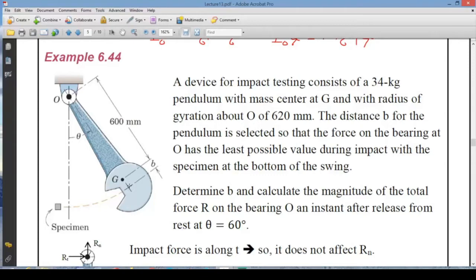It's asking us where the center of percussion should be. It's located b distance away from the mass center. And what is given to us is that this pendulum is 34 kilograms. It has a radius of gyration about O, so what's given to us is this kappa O information, which is 620 millimeters. And then we could find this Q by using this kappa O information actually. And the mass center's location with respect to O is given. So r_G information is already available to us.